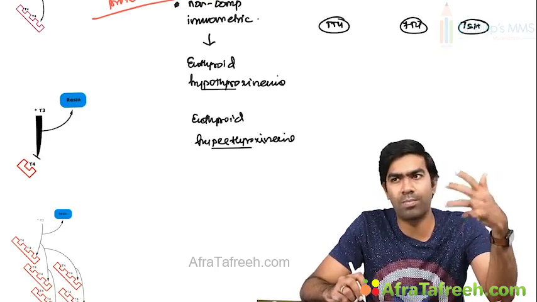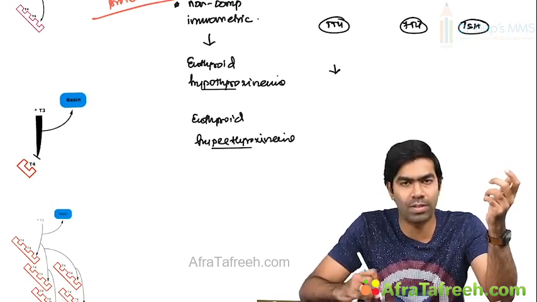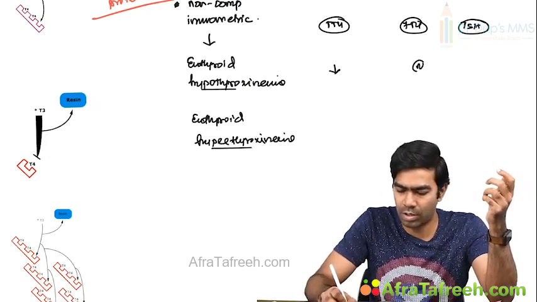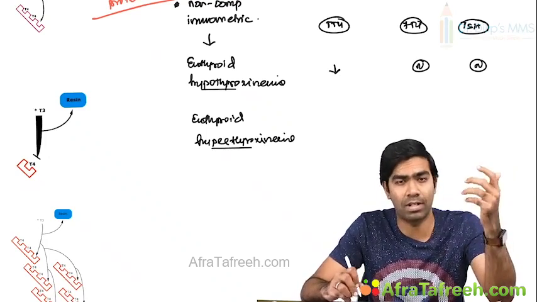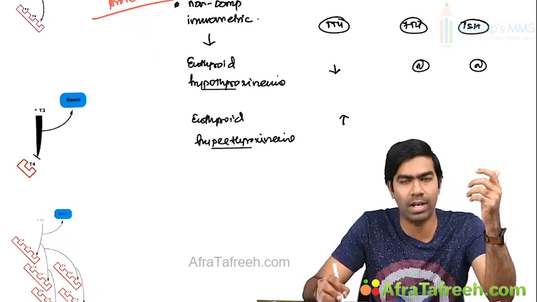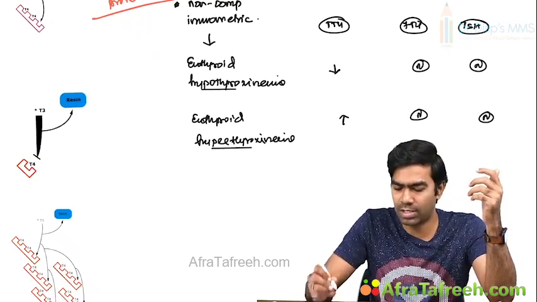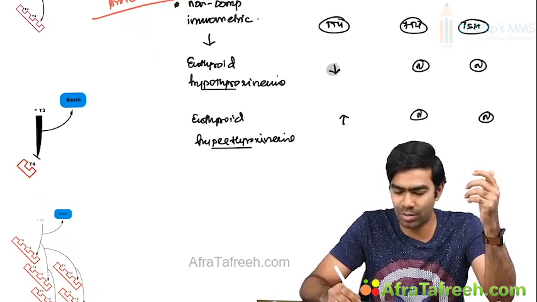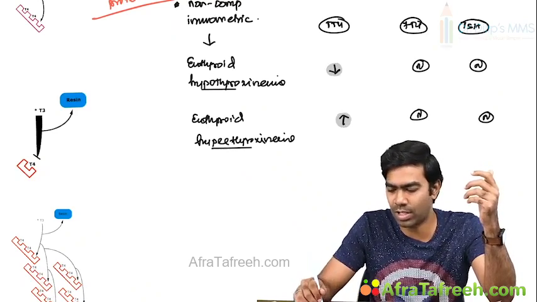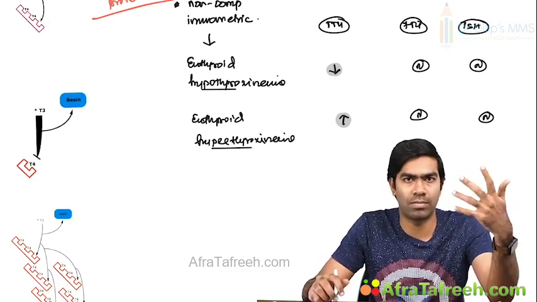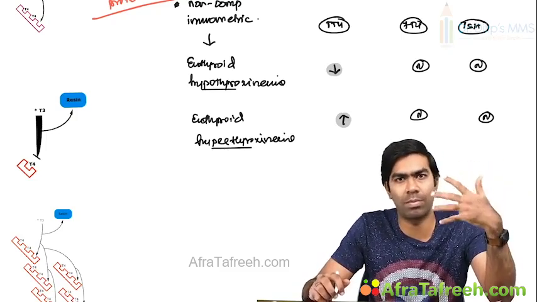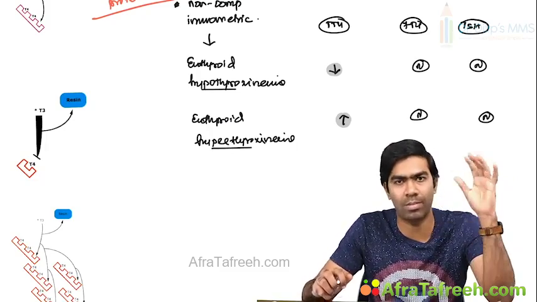In euthyroid hypothyroxemia, the total T4 levels will be low, but your free T4 and TSH levels will be normal. In euthyroid hyperthyroxemia, the total T4 levels will be high, but free T4 and TSH levels will be normal, which clearly tells you these changes that are happening in the total T4 are due to the changes in the TBG only, or there is something that is causing the problem in the binding proteins. That's why these changes are happening.